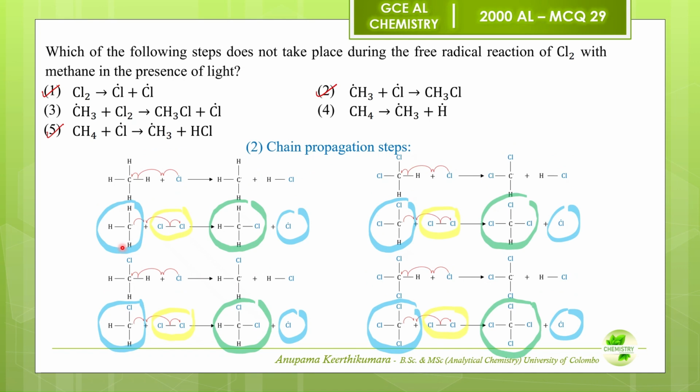During chain propagation, these alkyl free radicals always react with chlorine molecules and they produce the respective alkyl halide and chlorine free radicals. Please check number 3. Methyl free radical reacts with chlorine and produces chloromethane and chlorine free radical. Therefore, number 3 is also correct. The step that does not take place during this reaction is number 4. During the reaction, methane molecule does not form methyl free radical and hydrogen free radical. The answer is number 4. Now we will see a quick method to get the answer.